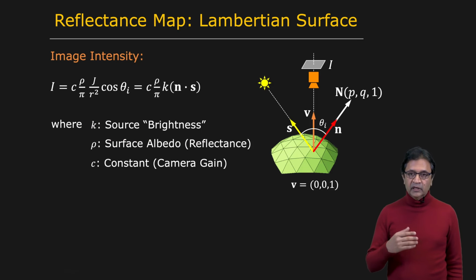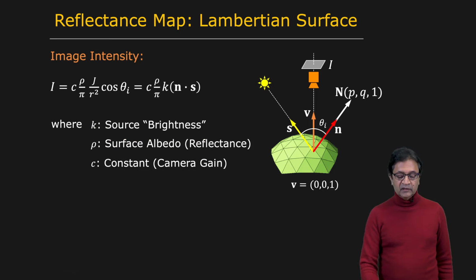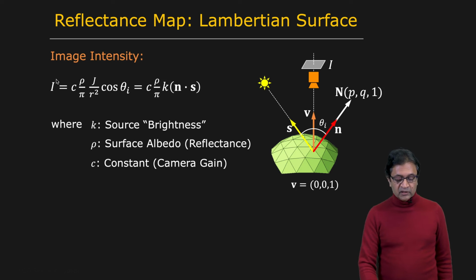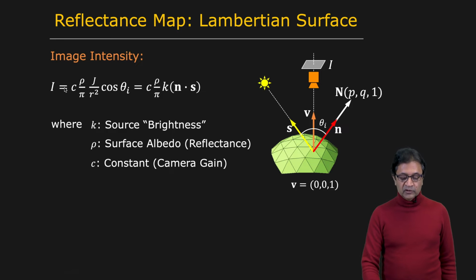Okay, so we can now describe the reflectance map of a Lambertian surface that is lit by a source in a certain direction and with a certain brightness. So the intensity measured on a Lambertian surface is equal to, this is from the Lambertian model, cosine of the angle of incidence, that's this angle right here between the surface normal and the source direction, times J, which is the radiant intensity of the source, divided by R squared, where R is the distance of the source from the point, times albedo.